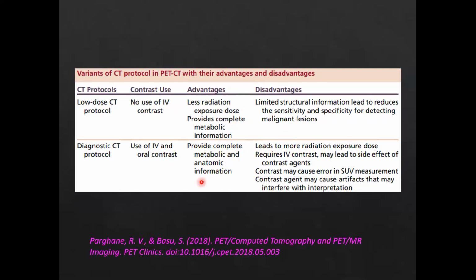But preferably, if you are using IV contrast and oral contrast, you are doing a proper CT study. And in our institute, we use this protocol of giving IV and proper oral contrast so that we give proper CT related complete information along with the PET. But still, there may be some sort of errors, especially in relation with the contrast related artifacts and the errors in SUV measurements. And the other important aspect is the more radiation exposure dose.